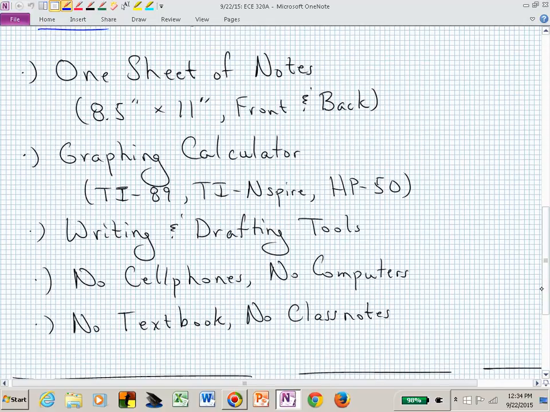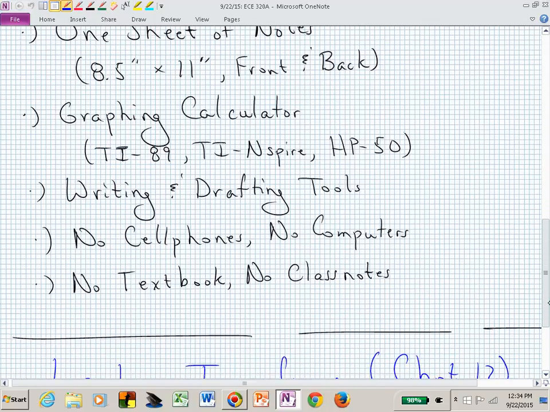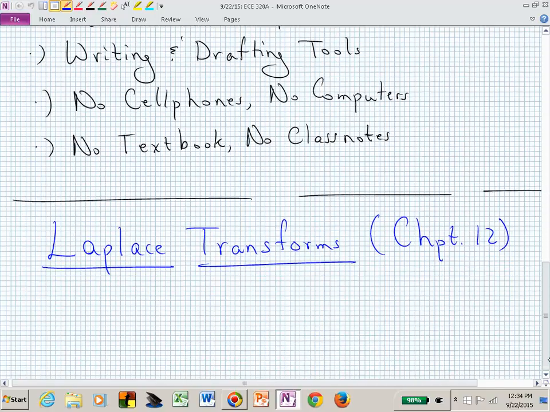No cell phones, no computers. The last half are the no's. No, no, no, no. 4 no's: no cell phones, no computers, no textbook, and no class notes.